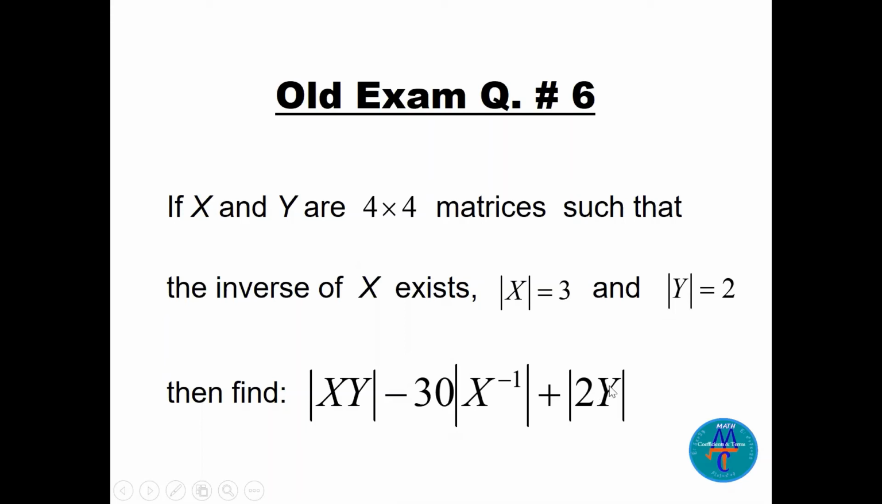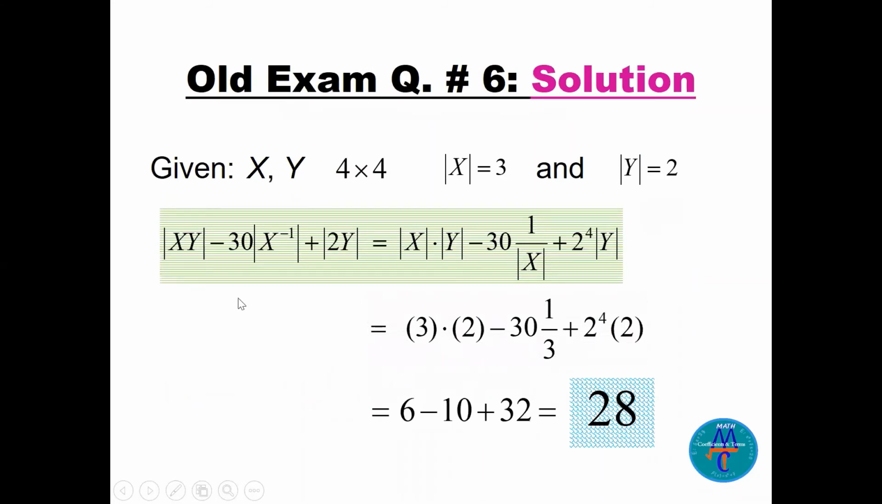First we multiply Y by 2. Remember, Y is 4 by 4, so there are 4 rows and 4 columns. We multiply that by 2, then we find the determinant. The determinant of XY will be determinant of X times determinant of Y, 3 times 2, minus 30. Determinant of X inverse will be 1 over determinant of X, plus the determinant of 2Y will be 2 to the power 4, because we have 4 rows, each one multiplied by 2, times the determinant of Y, which is 2, given.